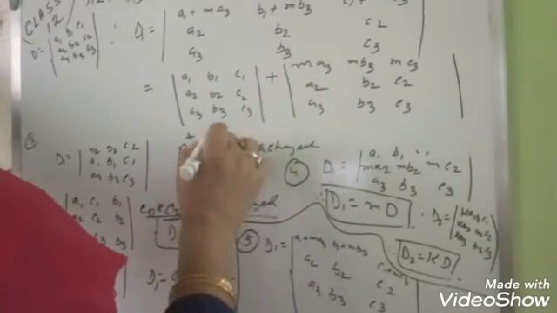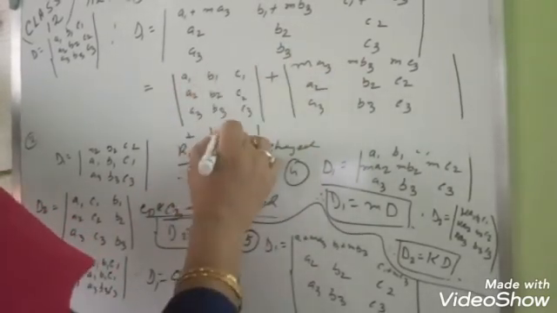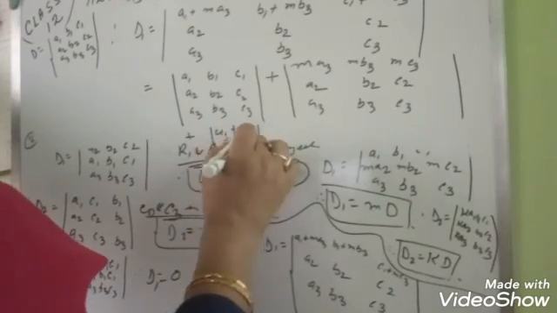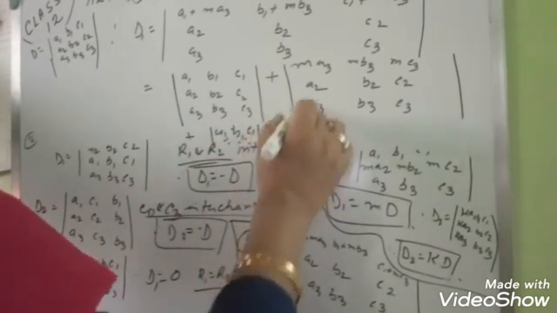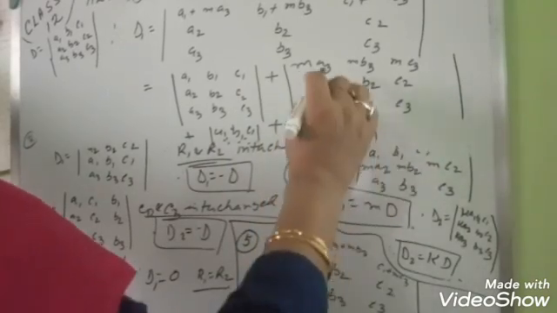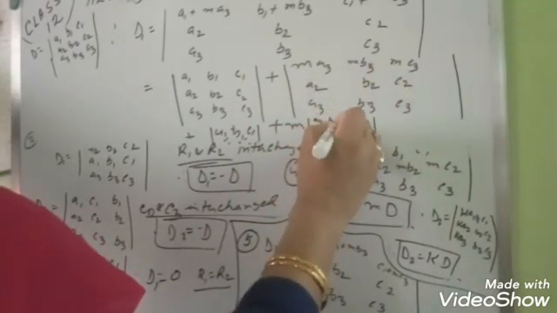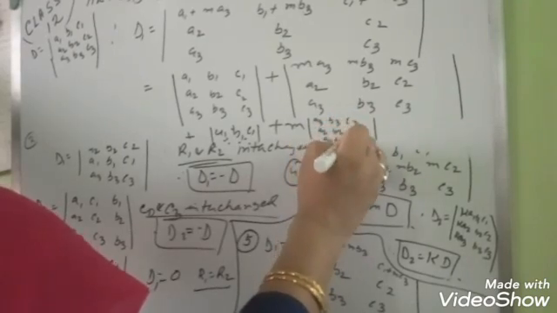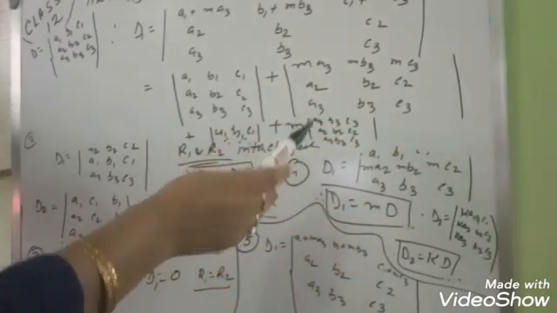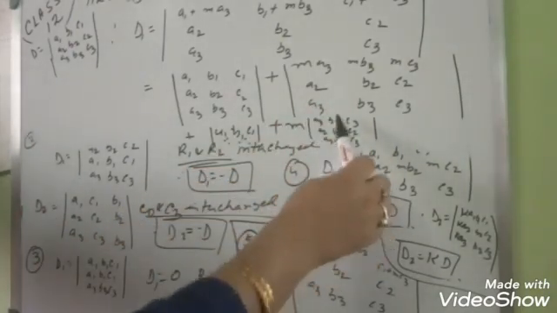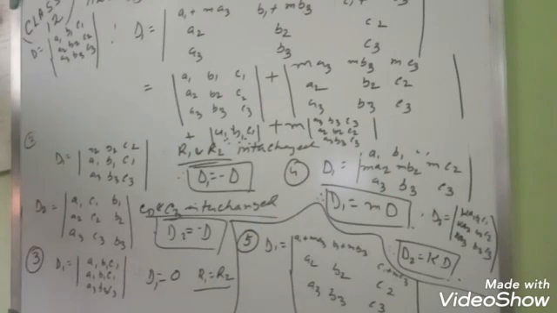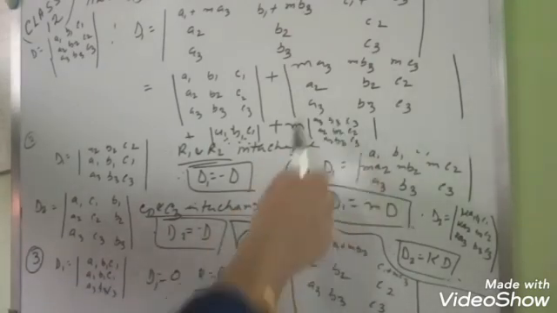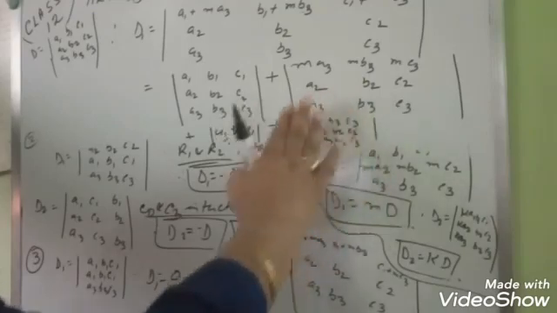Okay, so what we will write? Say this part will remain the same, A1, B1, C1. This will remain the same, no need to write here. Plus here we can write M into this. So what we will write here? A3, B3, C3, A2, B2, C2, A3, B3, C3. Now look, here again the first row and the third row, these two rows are identical. Again property number 3, we know when two rows or two columns are identical, the value of the determinant will be 0. So this part we can discard, this part will be 0.